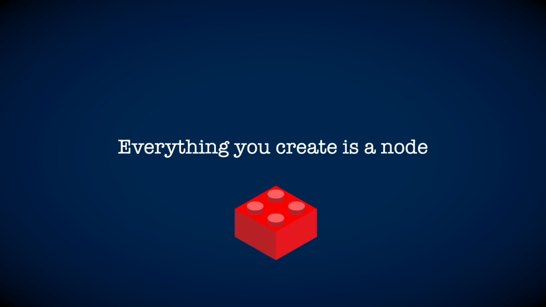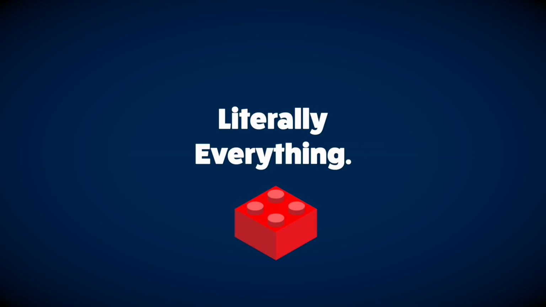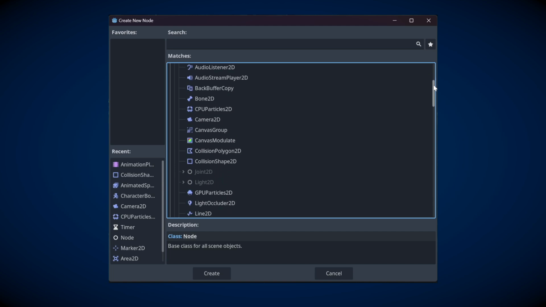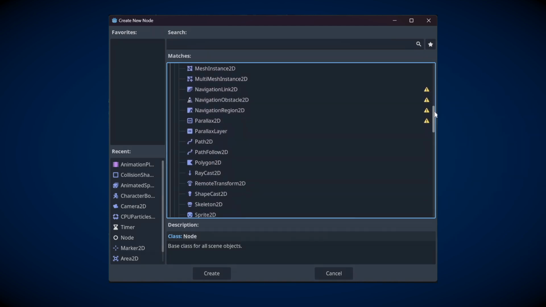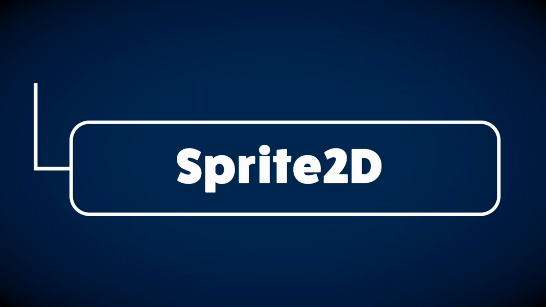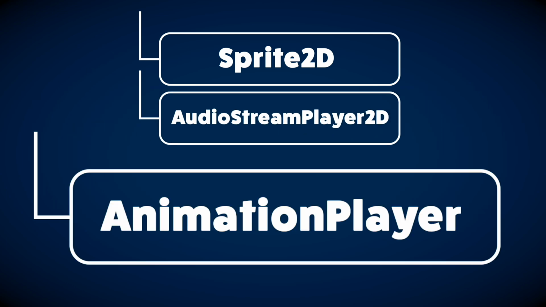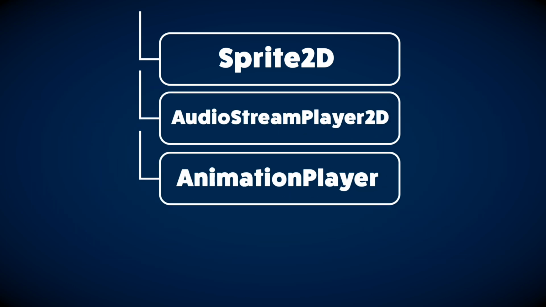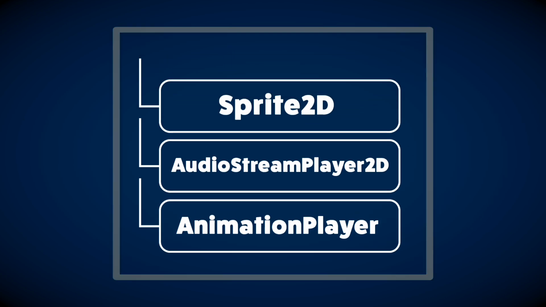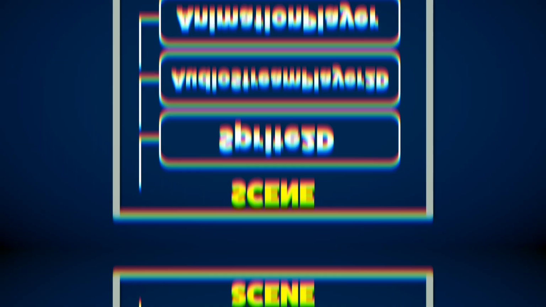Everything you create is a node, literally everything. And there are many different types of nodes you can use for different purposes. For example, a sprite node displays an image, an audio stream player node plays sounds, and an animation player node plays an animation. You can group nodes together and save them to create a scene.